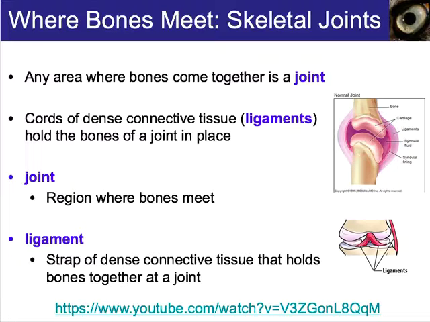Where bone meets: skeletal joints. Any area where bones come together is called a joint. Cords of dense connective tissue, or ligaments, hold the bones of a joint in place. So a joint is a region where two bones meet. For example, you can see here an elbow or a knee. And a ligament is the strap of dense connective tissue that holds the bones together at a joint.